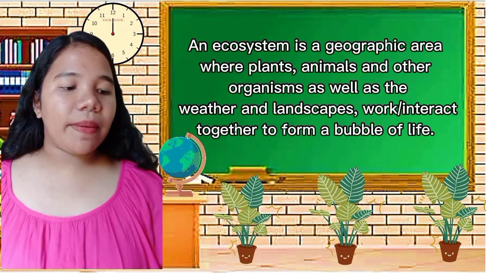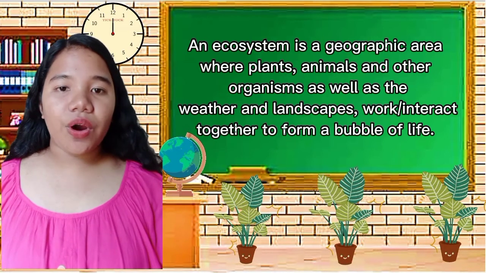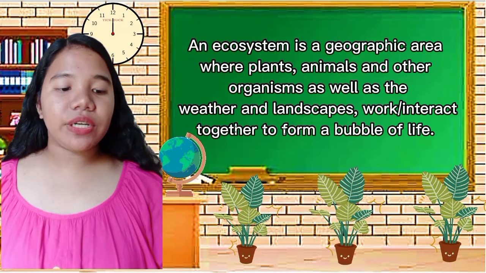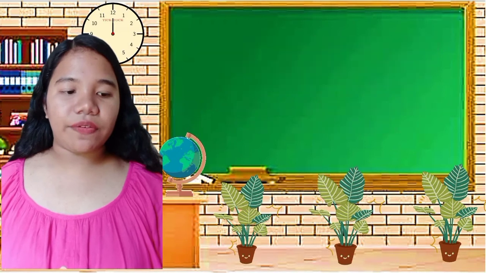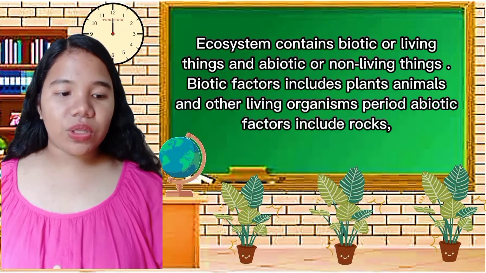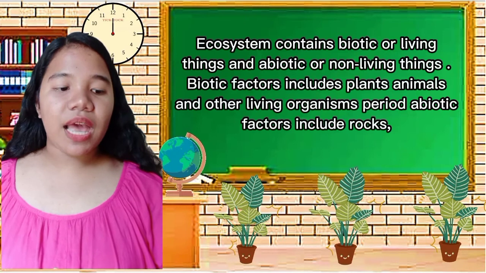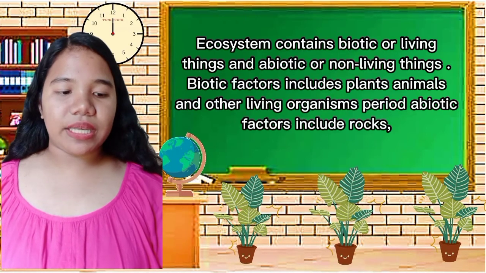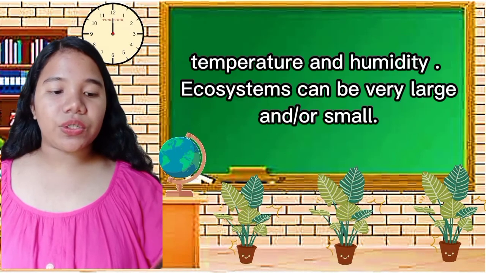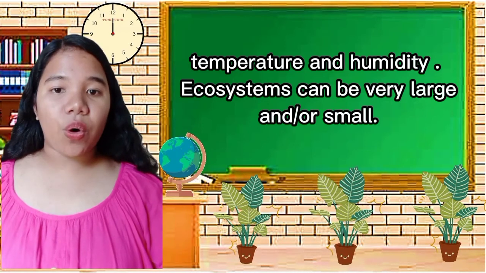Number 4 is, what is an ecosystem? An ecosystem is a geographic area where plants, animals, and other organisms, as well as the weather and landscape, interact together to form a bubble of life. Ecosystem contains biotic or living things and abiotic or non-living things. Biotic factors include plants, animals, and other living organisms. Abiotic factors include rocks, temperature, and humidity. Ecosystem can be very large or small.